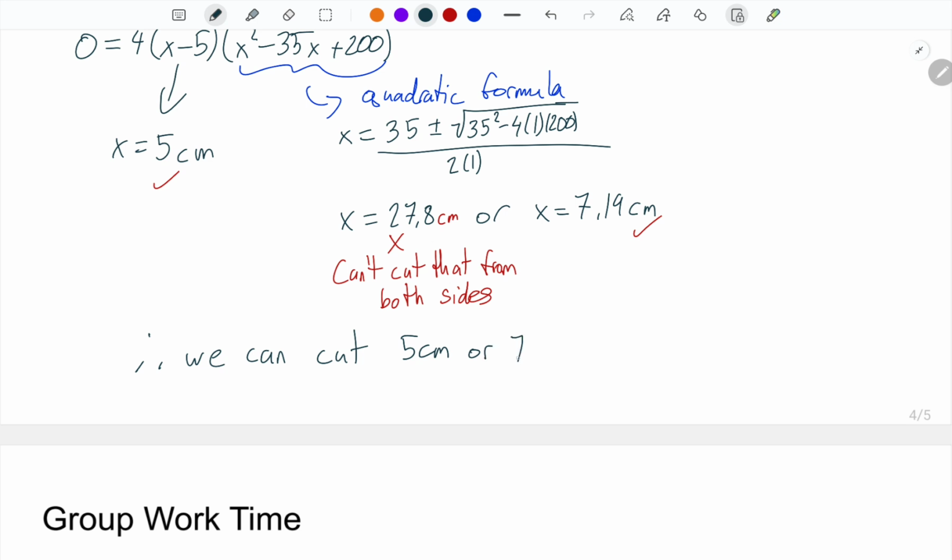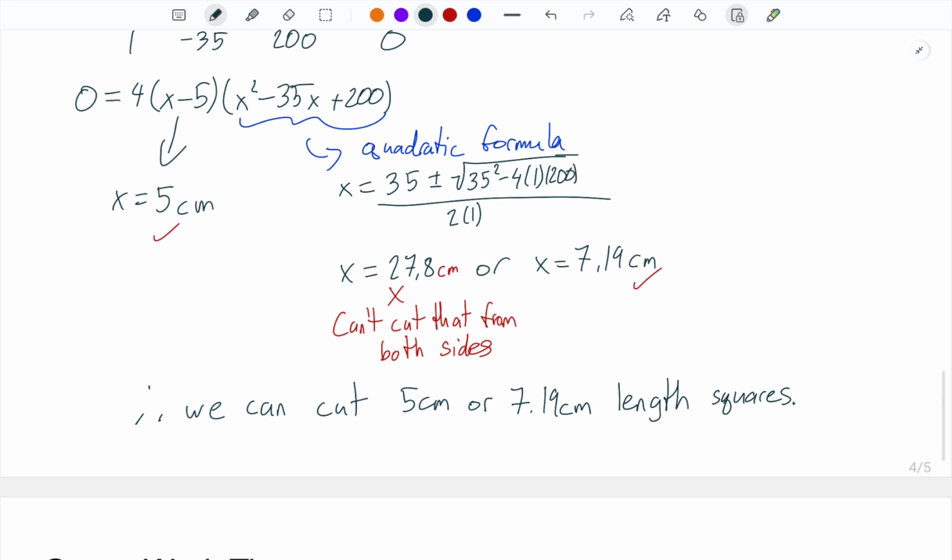or 7.19 centimeters. Make sure to include units, length, squares. Yeah, there's 2 answers. Basically, the one answer is let's say a flatter box, whereas the second answer is a more taller box, but both of them could still have a volume of 4,000. Okay, and that's a look at that word problem.